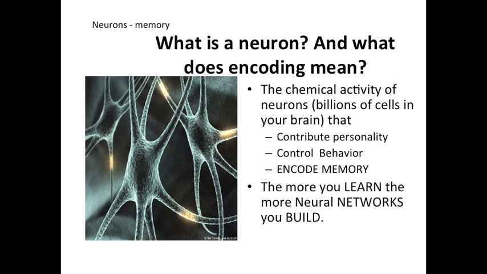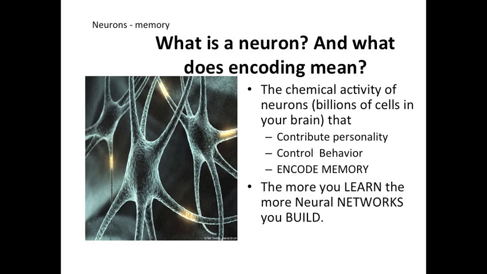So this image that you see before you is the image of some neurons in the brain. And these lights indicate the activity of the neurons. They are encoding, and it's really chemical activity that contributes to personality, controls behavior, and encodes memory. And one of the big takeaways of this chapter is the more you learn, the more neural networks you build. So that's an important piece of this understanding of memory.